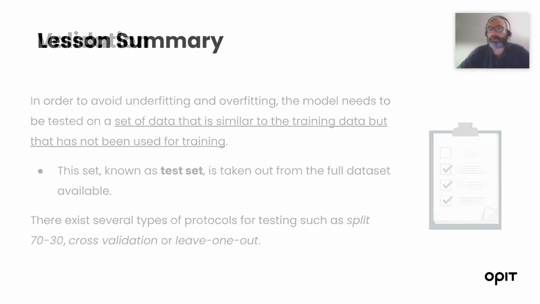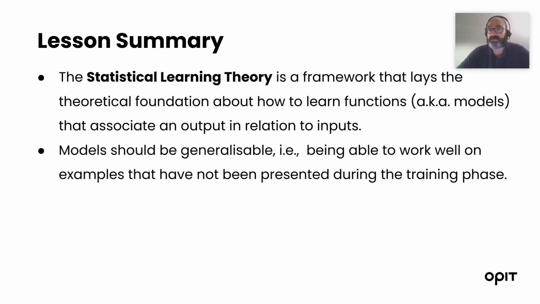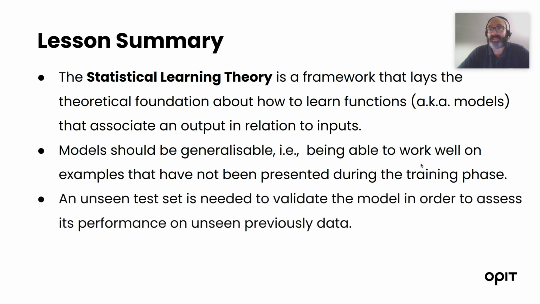So, to recap what we learned in this lesson, statistical learning theory is a framework that lays the theoretical foundation for how to learn functions, or better, models that associate an output in relation to inputs. Models should be generalizable, which means they should be able to work well on examples that have not been presented during the training phase. An unseen test set is needed to validate the model in order to assess its performance on previously unseen data.